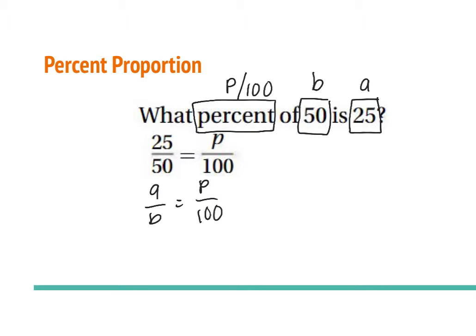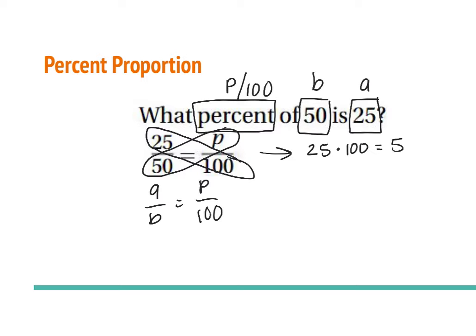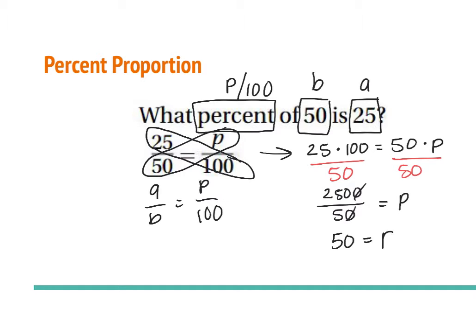Solving this, if we cross multiply here, this turns into 25 times 100 equals 50 times P. Then all we have to do is divide by 50, and we're going to get that P equals 25 times 100 is 2500 over 50. These zeros cancel. 250 divided by 5 is just 50 equals P. So P is 50%.